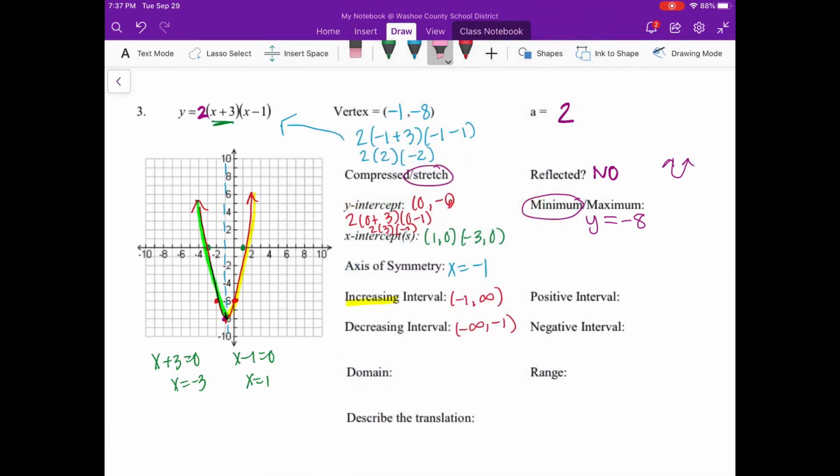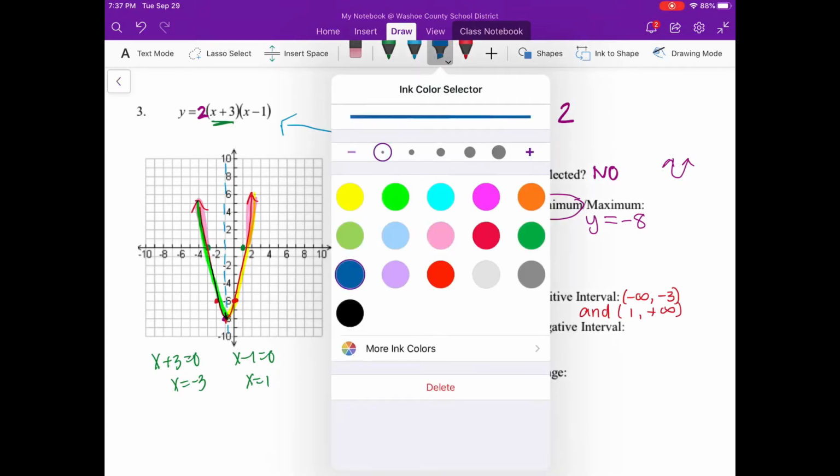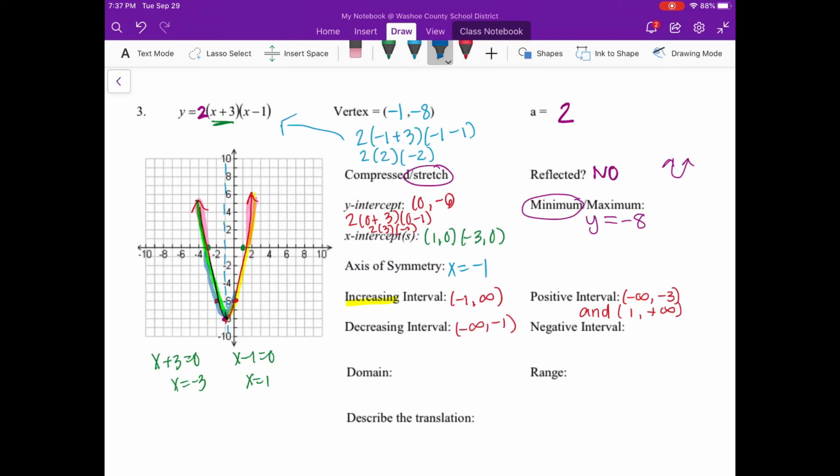My positive interval is where I'm above the x-axis, so that's this part and this part, again, using x values. So coming from the left, stopping at -3, and then picking up again at our other x-intercept of 1, going forever to the right. And wherever it is not positive, it is negative. So in this case, it's this continuous part of the graph. And for us, that's going to be from -3 to +1. Again, using those x-intercepts. That's where it stops being positive, starts being negative, and vice versa.